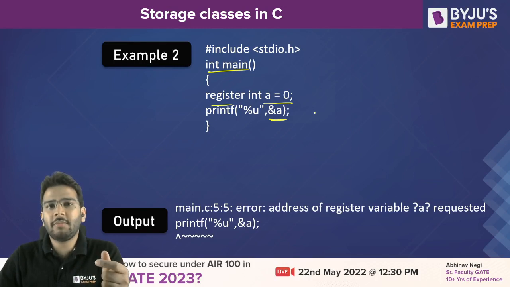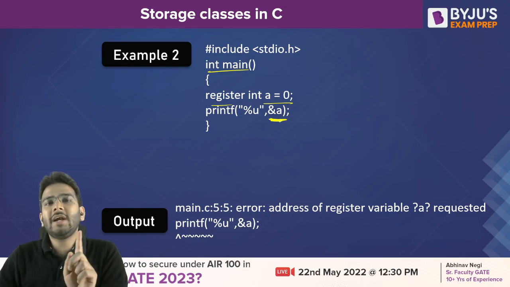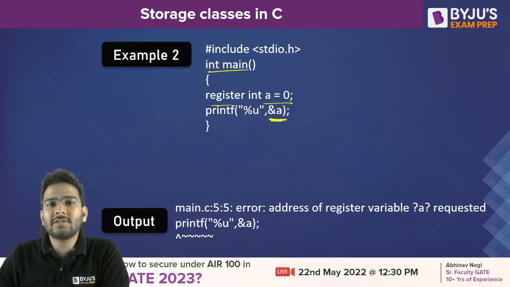If you are declaring this variable as register, in that case, the register will get the space in the CPU, not in the main memory, right? So you cannot use a dereference operator with a register variable. That means you cannot get the address of a register variable. You can get the address of any variable which is going to reside in the main memory, not in the CPU register, right? So that is why it is going to give you an error.